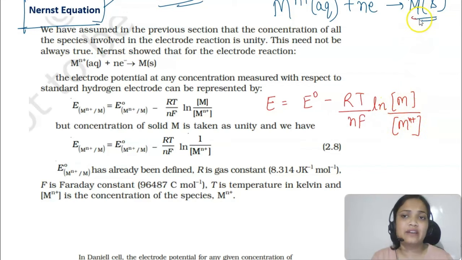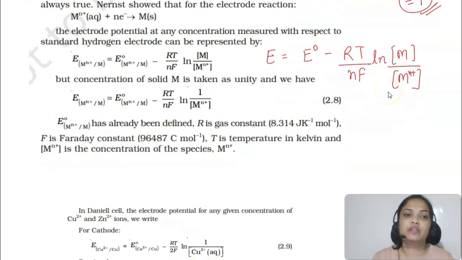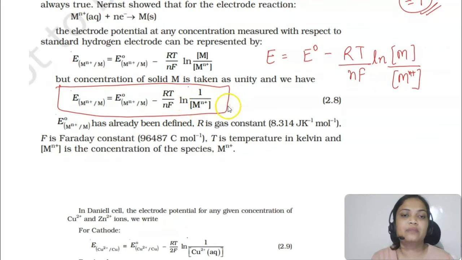But class, if I have any solid, keep in mind that for the solid, the concentration will always remain unity. Whenever you are having any solid product, in that case the concentration is always taken to be unity. So if I take it to be unity, this is the equation I am getting: E naught cell minus RT upon nF log 1 upon M n positive.